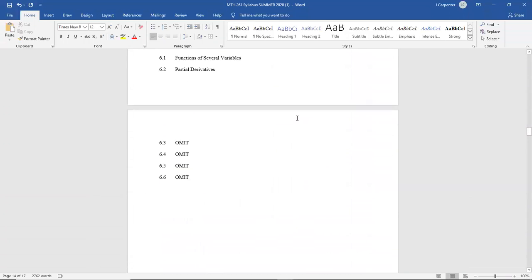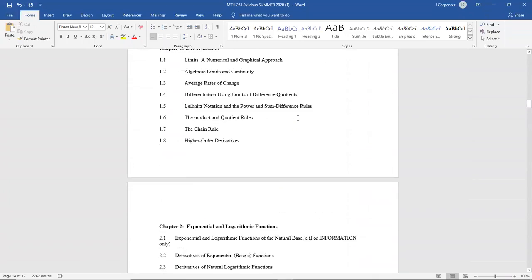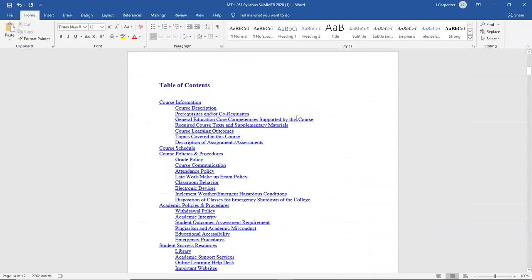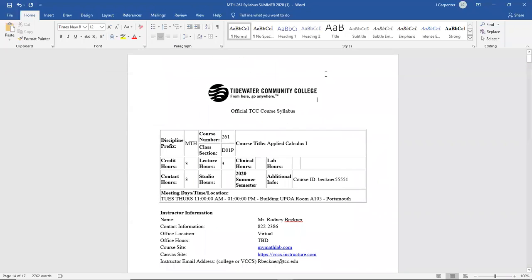Just scanning one more time through this long document. I remember when these things were only a page or two. And then politics.